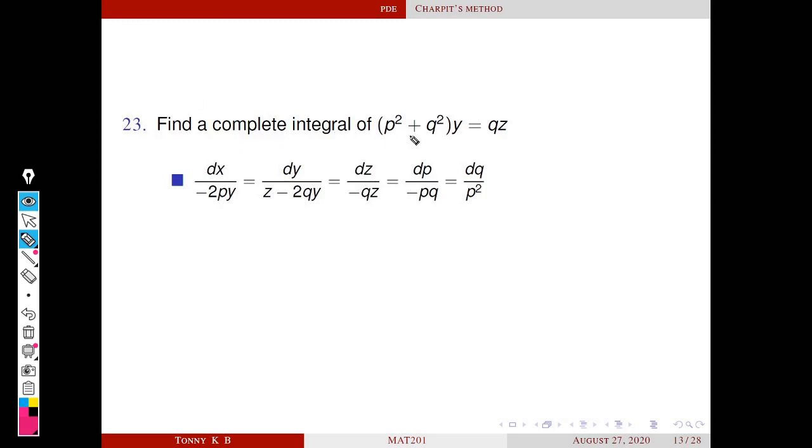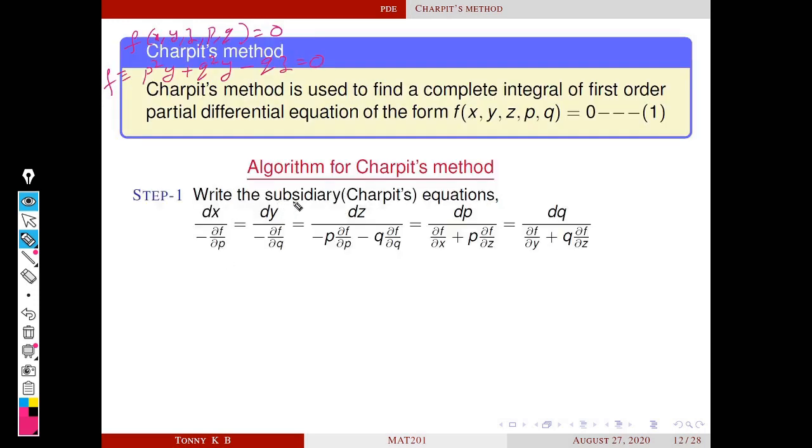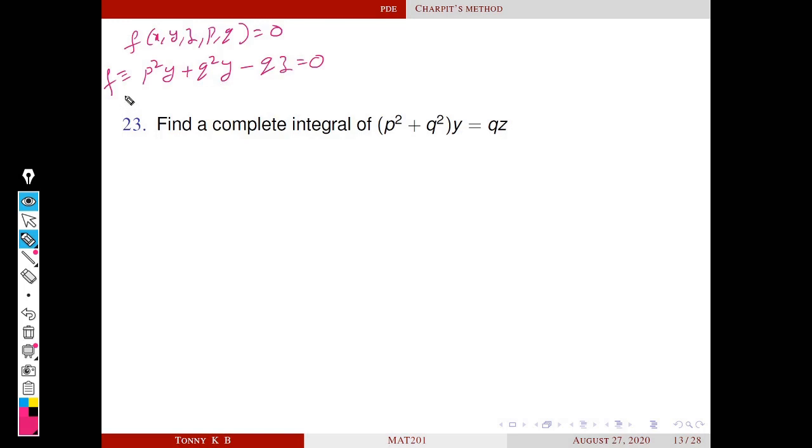Find a complete integral of p square plus q square into y equal to qz. The standard form of PDE is f of x, y, z, p, q equal to 0. So here the standard form of this problem is f equal to p square y plus q square y minus qz. Next, we have to find Charpit's equations. For evaluating Charpit's equations, we have to find the partial derivatives of f with respect to p, q, x, y and z.